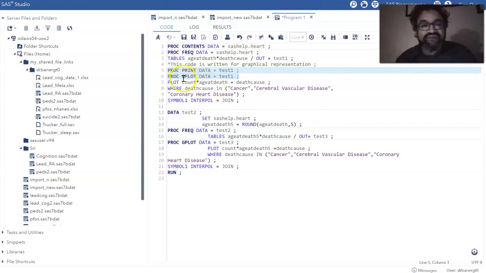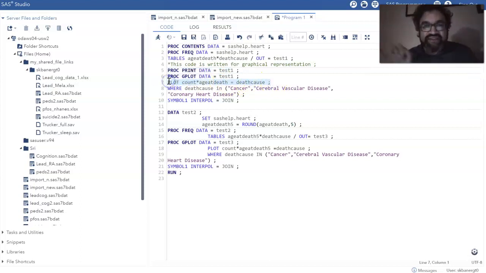Now we're ready to tell the program what we wanted to plot. So what we wanted to plot is a relationship between the count versus age at death. So the relationship is actually age at death versus death cause. But what is being plotted is count.